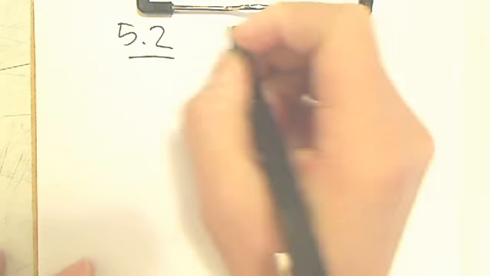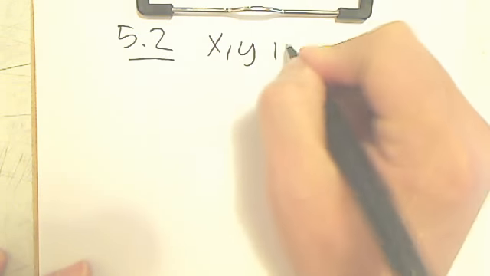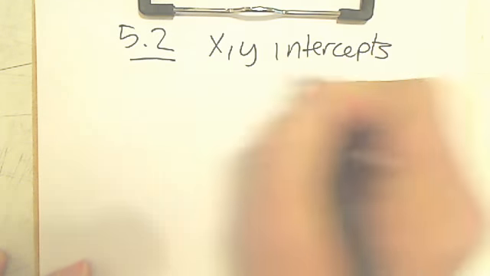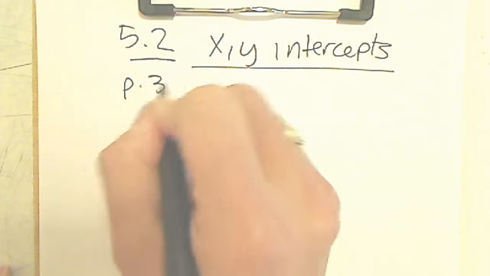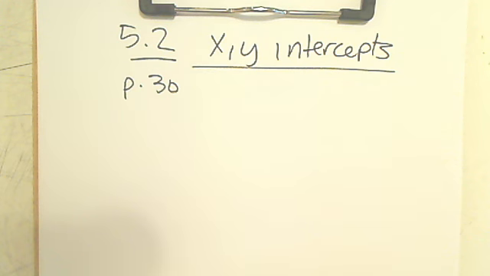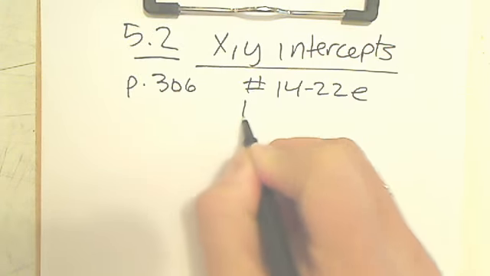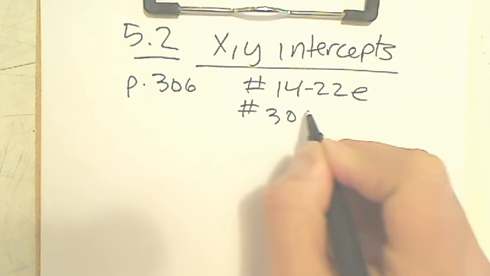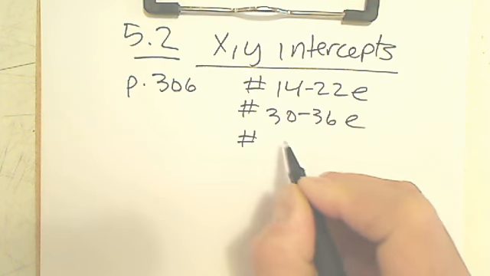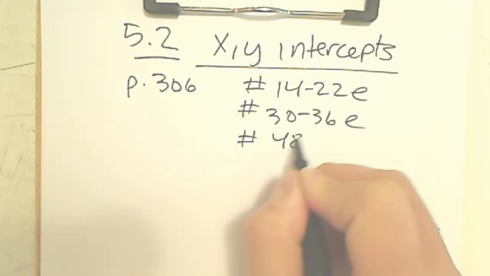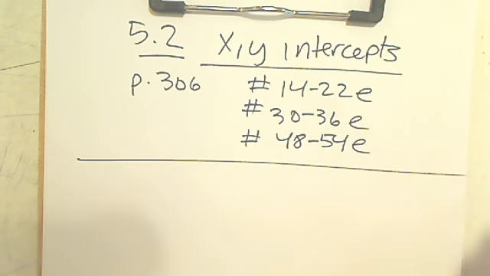The topic of discussion today is section 5.2, X and Y intercepts. Homework is on page 306, numbers 14 through 22 even, numbers 30 through 36 even, numbers 48 through 54 even.